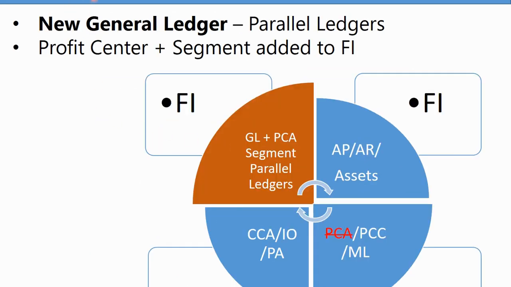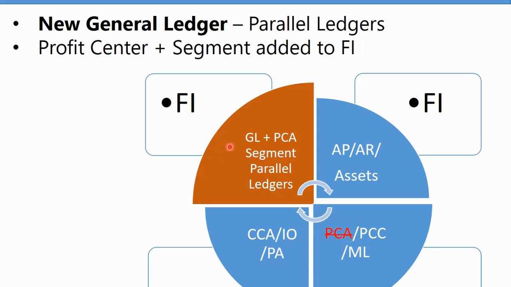If we now go to ECC or new general ledger, the main capabilities introduced were that of parallel ledgers, and also profit center and segment were added to FI. These were really the core differences. So in the FI area here, in this segment of the pie, we now added in profit center accounting. We took it away from CO and now brought it up to FI. Segment was introduced and parallel ledgers. So this really gave a lot of new capability here in FI and took some away from CO.